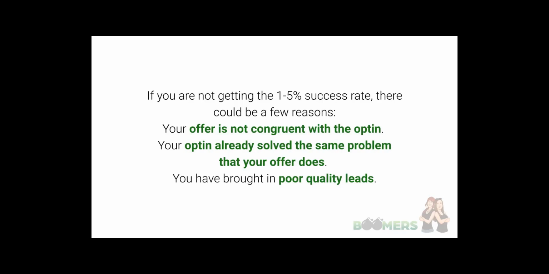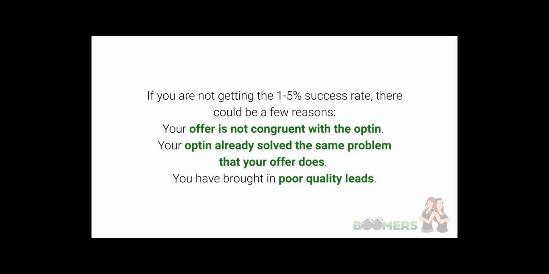So, for instance, if you were bringing them in and giving them a template or a cheat sheet on putting together emails, then the bump on the page might be, get my templates for an extra $7. Sorry, that's just off the top of my head, probably not the best example, but you want to make sure that they're congruent. So your offer has to be congruent with your opt-in. The bump should be congruent as well.